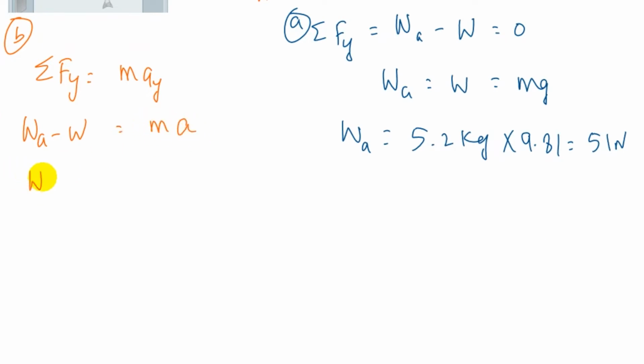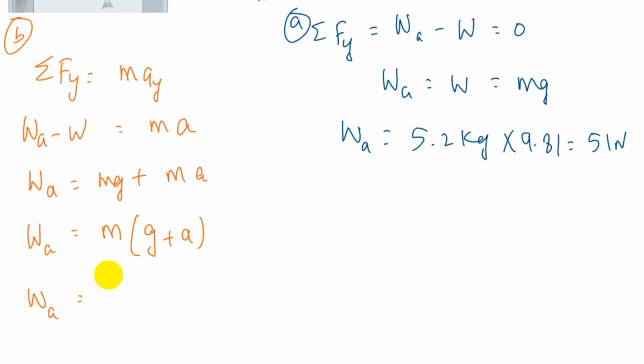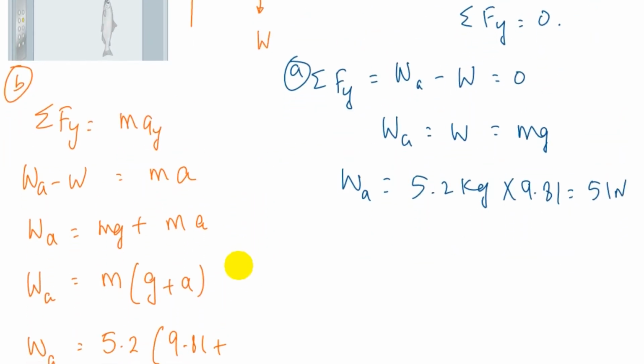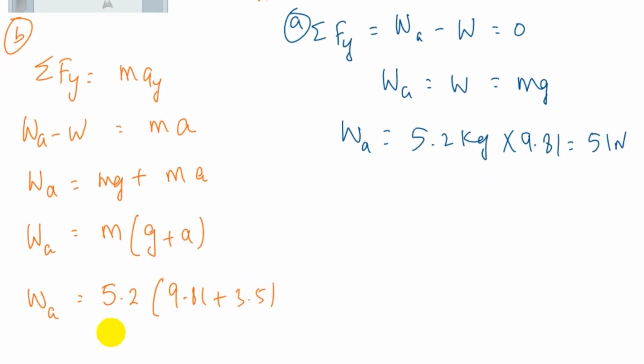Now from here the apparent weight Wa equals W plus ma. Now W is mg, so we can replace it: mg plus ma equals m times g plus a. This is the same equation that we derived in the previous video. Now we can put in the values. So Wa equals the mass 5.2 kg, g is 9.81, a is given to be 3.5, and that comes out to be 69 Newton. So this is the apparent weight for the B part.